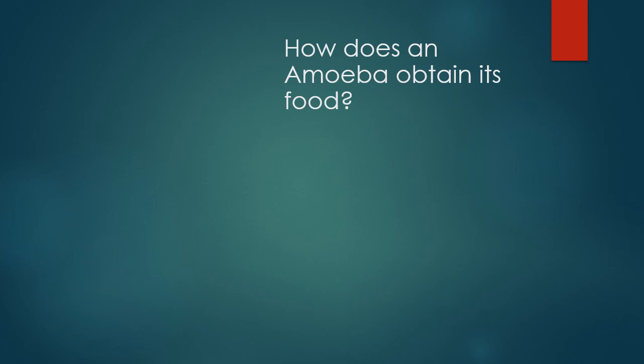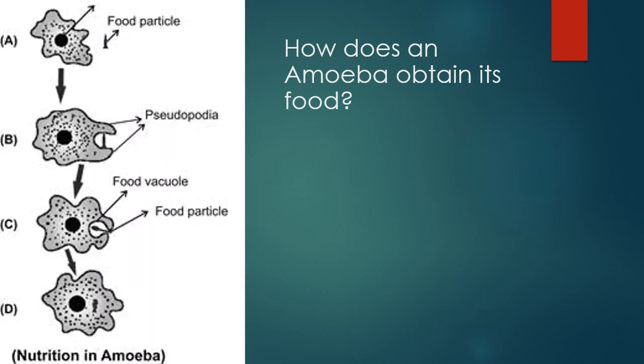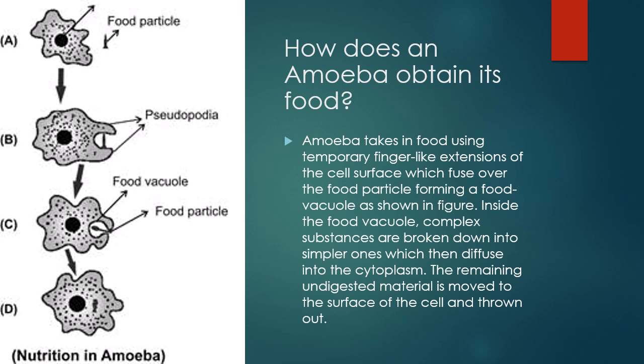How does an amoeba obtain its food? This is a diagram. Amoeba obtains its food by the process of endocytosis. It has a flexible cell membrane. It engulfs the food particle with the help of pseudopodia and then forms a vacuole around it. Let's see. Amoeba takes in food using temporary finger-like extensions of the cell surface which fuse over the food particle, forming a food vacuole as shown in the figure.